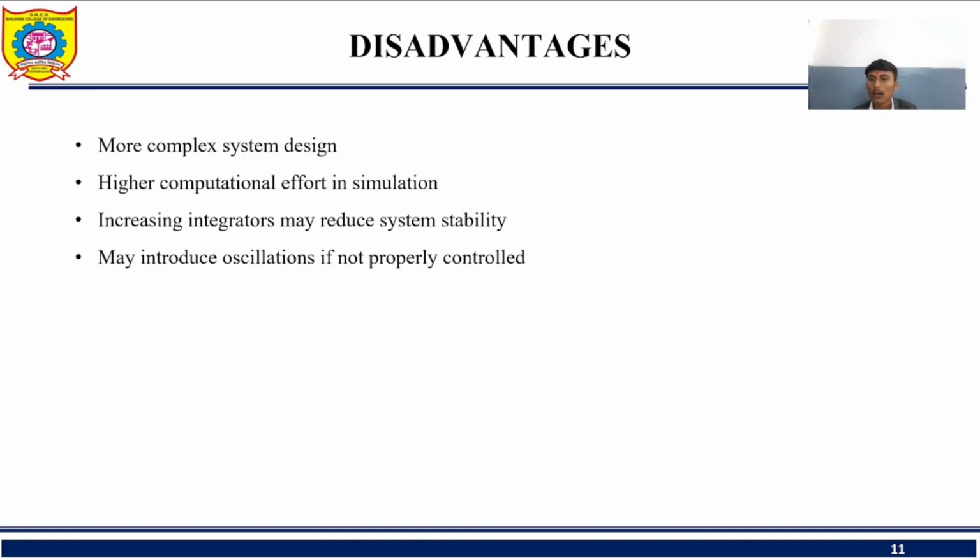The fourth point is that it may introduce oscillation if not properly controlled. If not properly controlled means poor control can cause unwanted fluctuation. Fluctuation is sometimes wanted, but in this disadvantage the fluctuation is unwanted.